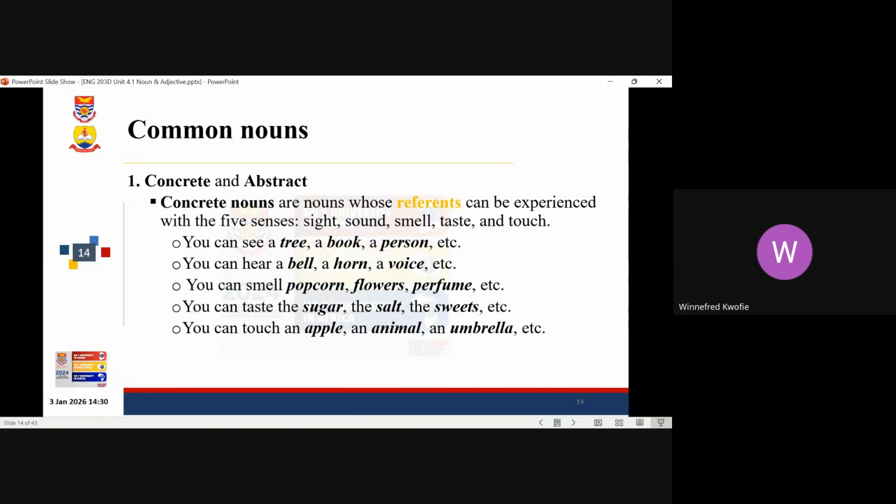And so you can see, if you can see something, a tree, a book, a person, a house, a car, a woman, a goat, if you can see these ones, they are concrete nouns because you can perceive them with the sense of sight. But then if you can hear something, it can also be said to be concrete if you can smell something. So those are concrete nouns. Then we have the abstract nouns.